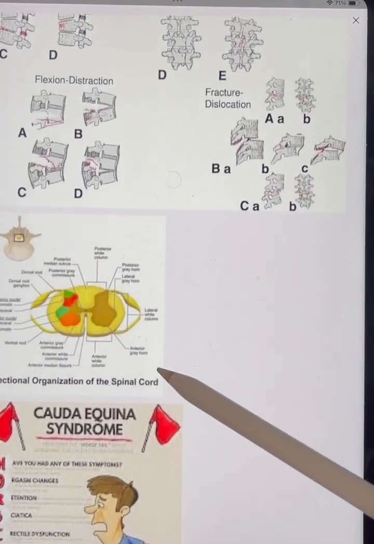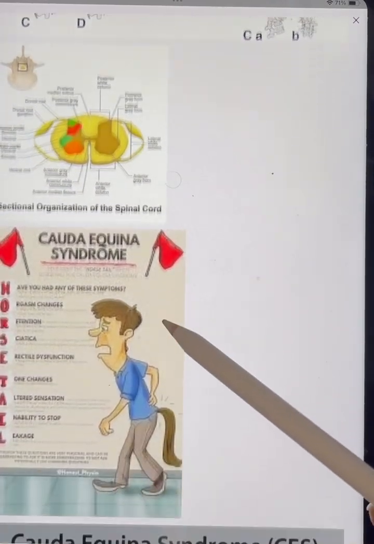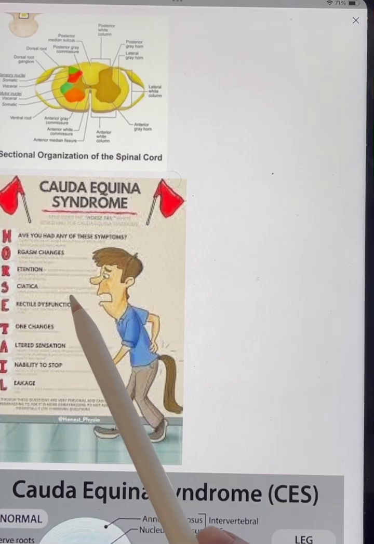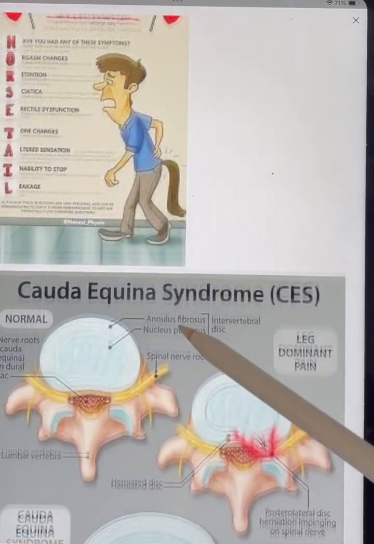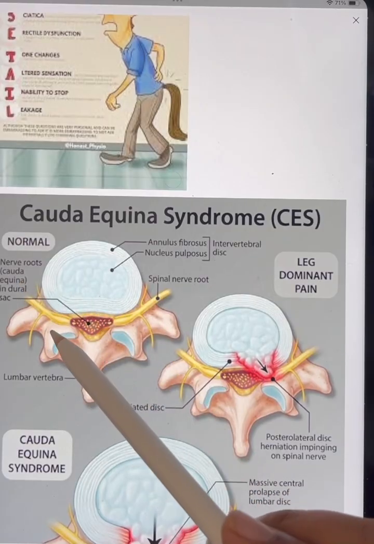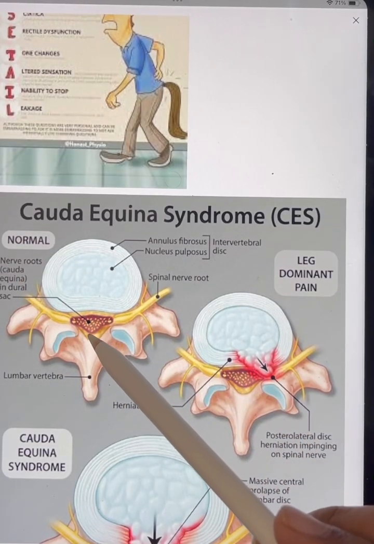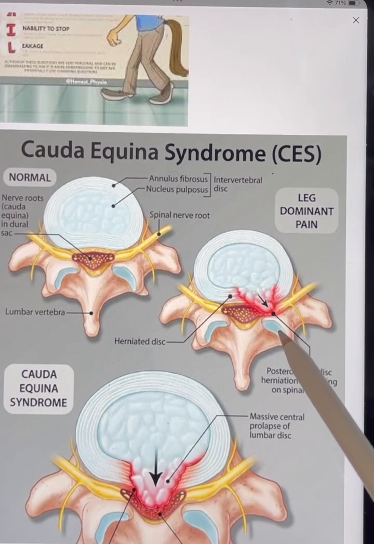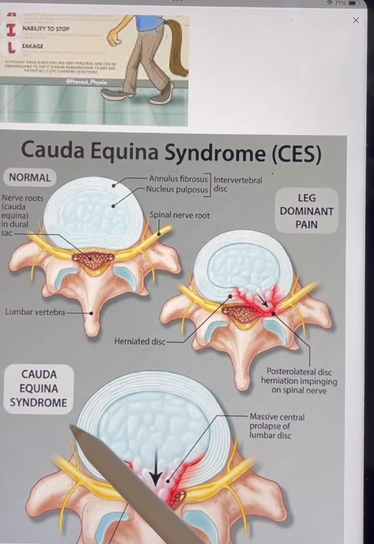Now this is cauda equina and transection of the spinal cord. You see findings of cauda equina syndrome. Are you having any of the symptoms? Orgasm changes, retention of urine, sciatica. Because cauda equina, this is the annulus fibrosus, this is the nucleus pulposus, and these normal roots are involved. There is a central leaf called leg dominant. If it is compressing that, that is leg dominance, cauda equina syndrome is like this.